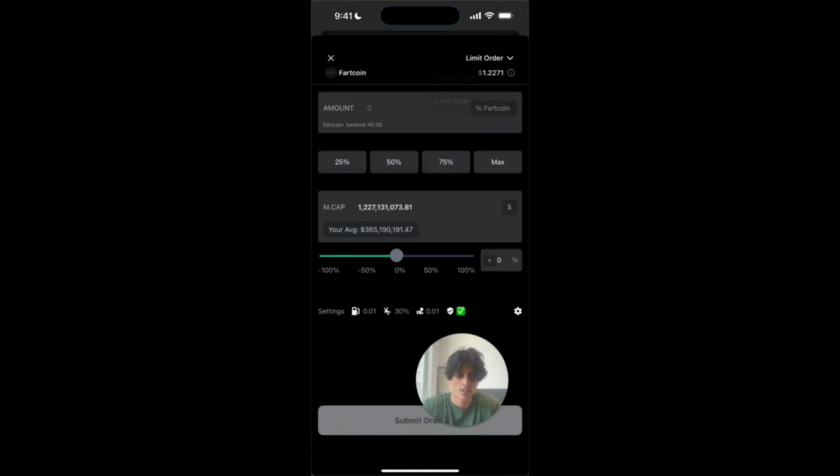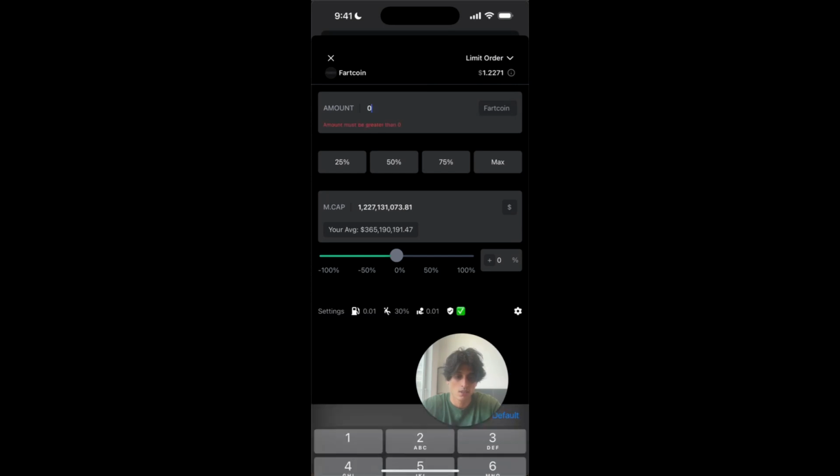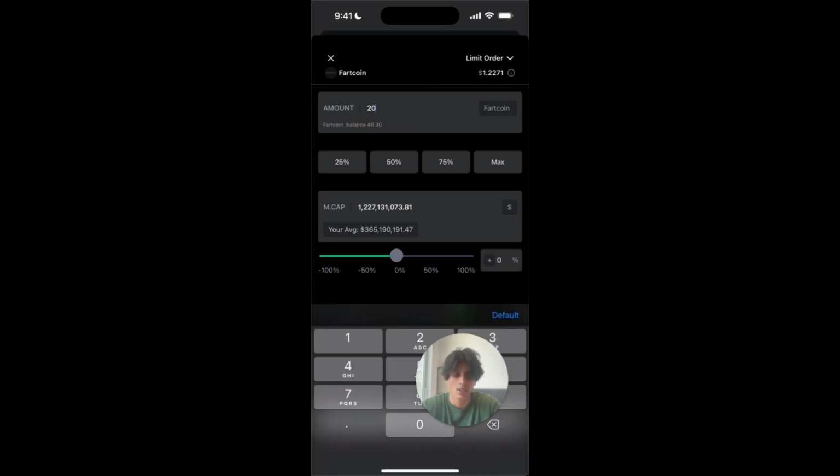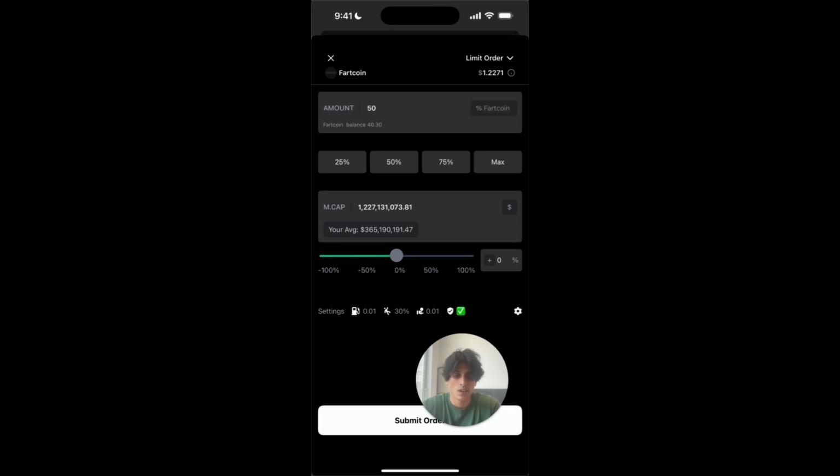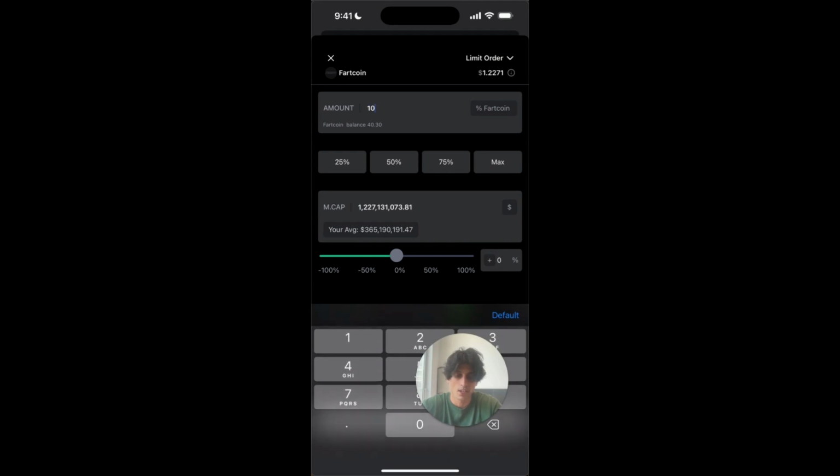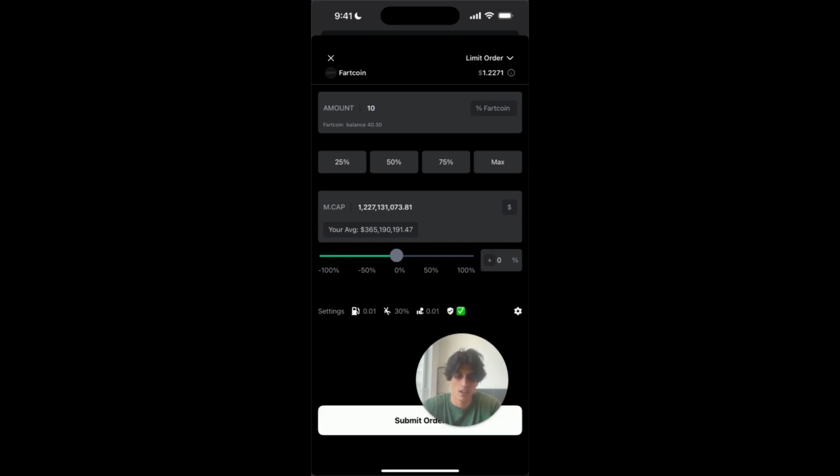So I can either sell by the actual amount. So like if I want to sell 20 coins, I can do that. That's very specific. I can also do it by percentages. So if I want to sell 25% or 10%, I can do that. So I'm going to sell 10% of my total balance.